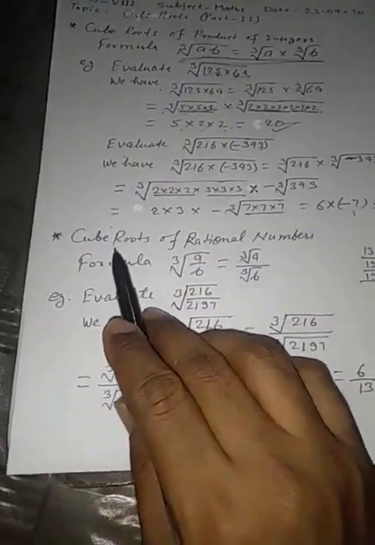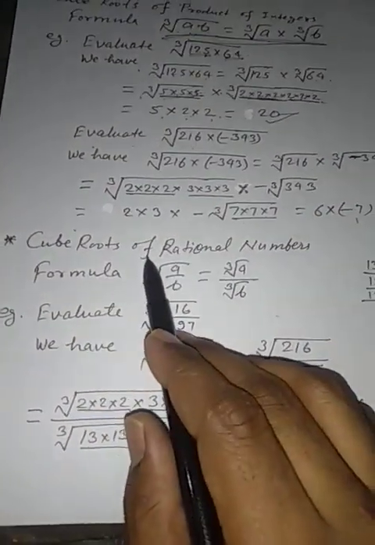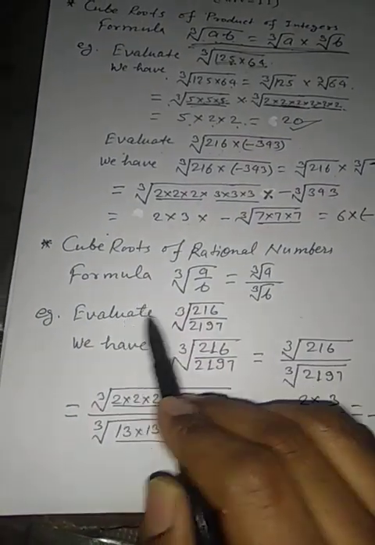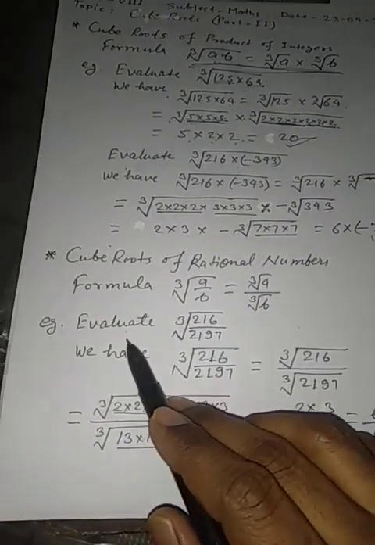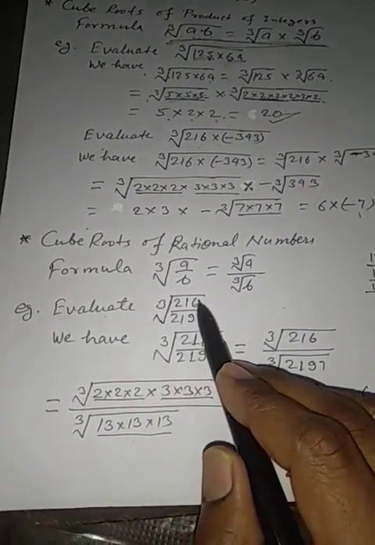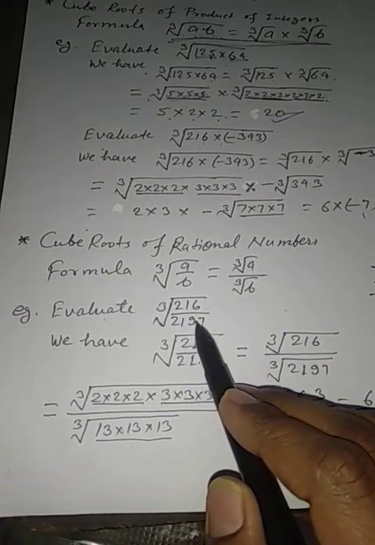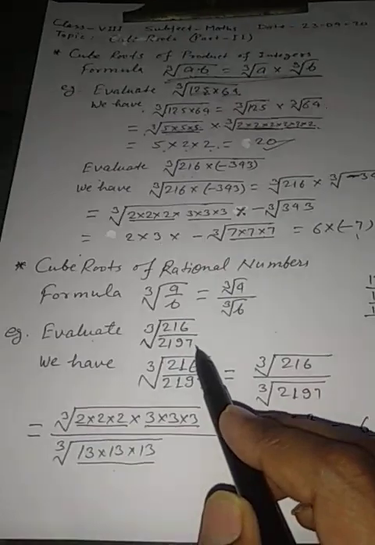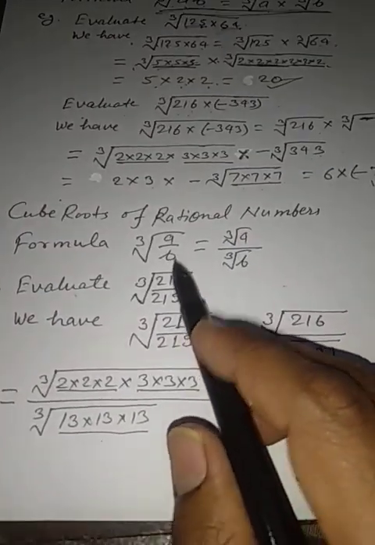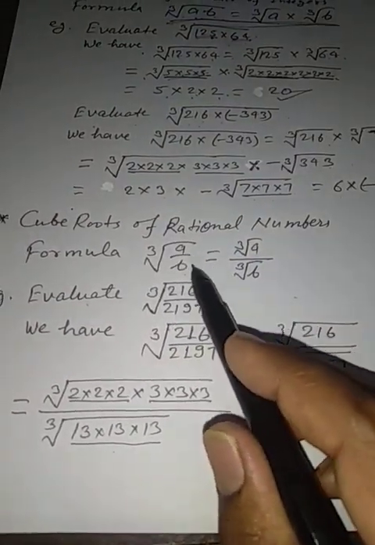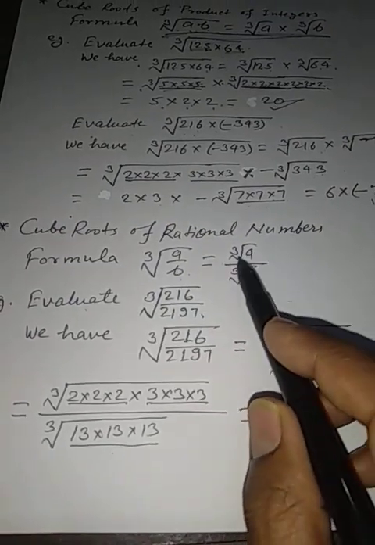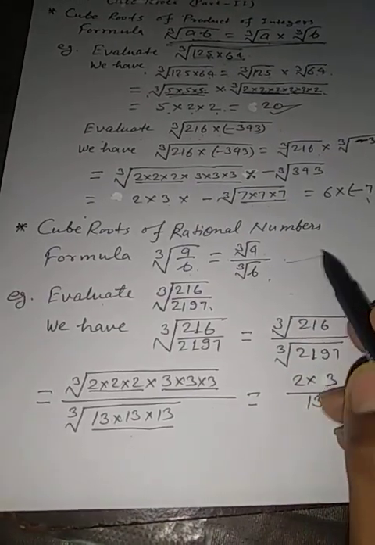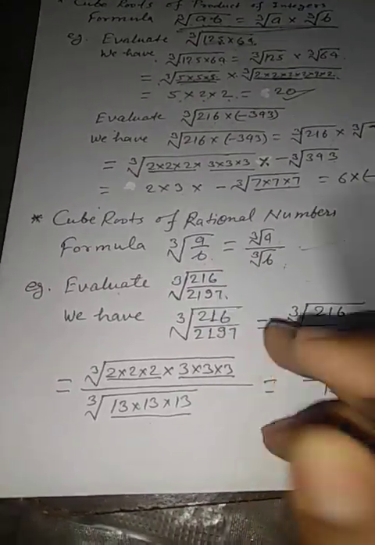Students, now we have to understand cube root of rational numbers. For example, I am taking here: evaluate cube root of 216 by 2197. You can see a formula for rational numbers: cube root of a by b equals cube root of a by cube root of b. We can use this formula for this question.